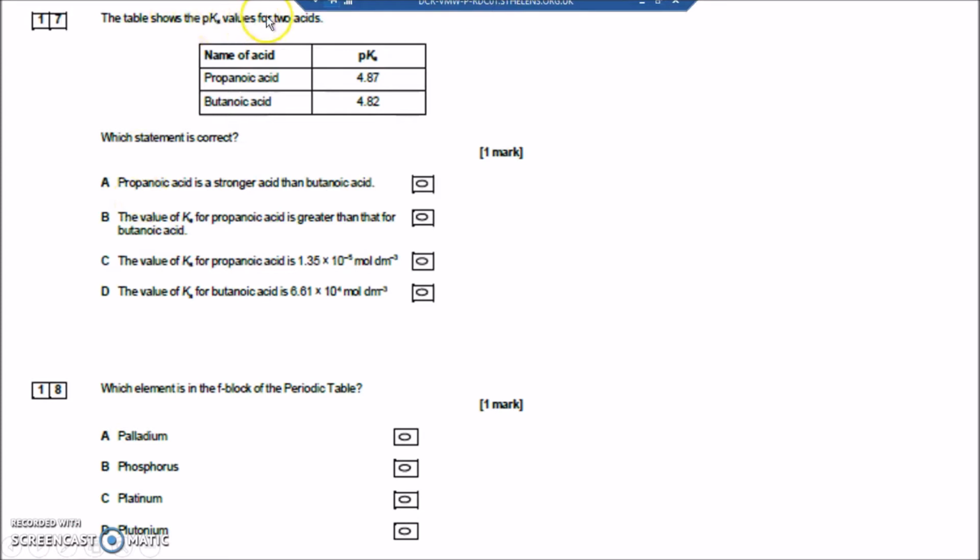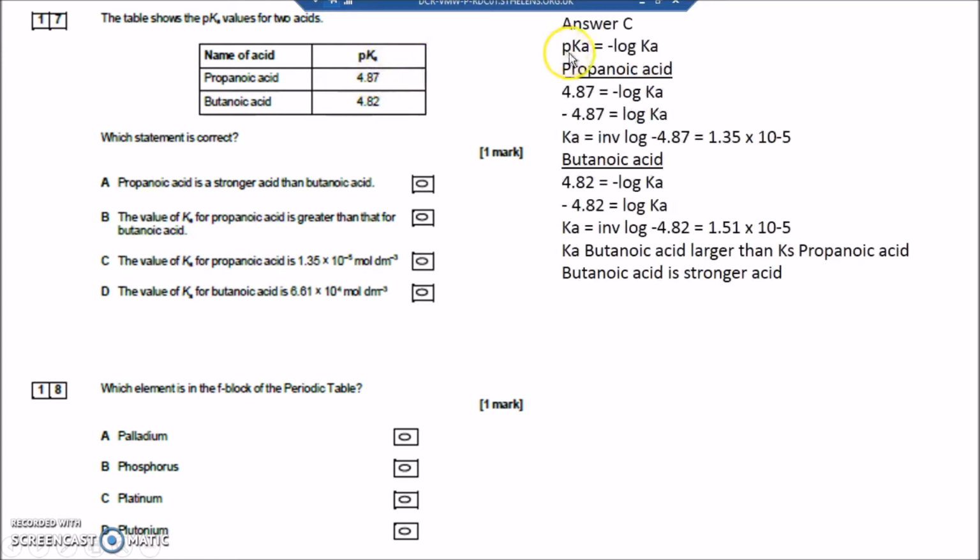Table 17 shows the pKa value for two acids: propanoic acid 4.87, butanoic acid 4.82. First of all, I've got to convert pKa into Ka so I can make sense of those numbers. pKa equals minus log to the base 10 of Ka. So the pKa for propanoic acid, 4.87, equals minus log to the base 10 of Ka. You've got to get rid of the minus sign first of all, so make both sides negative, and minus 4.89 equals positive log 10 Ka.